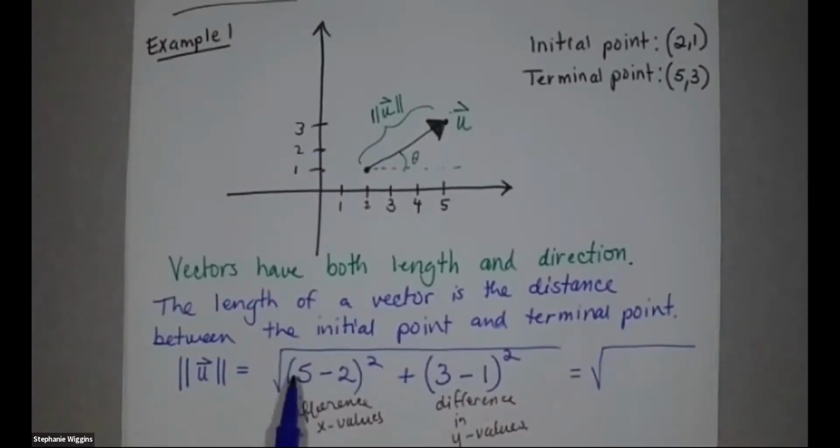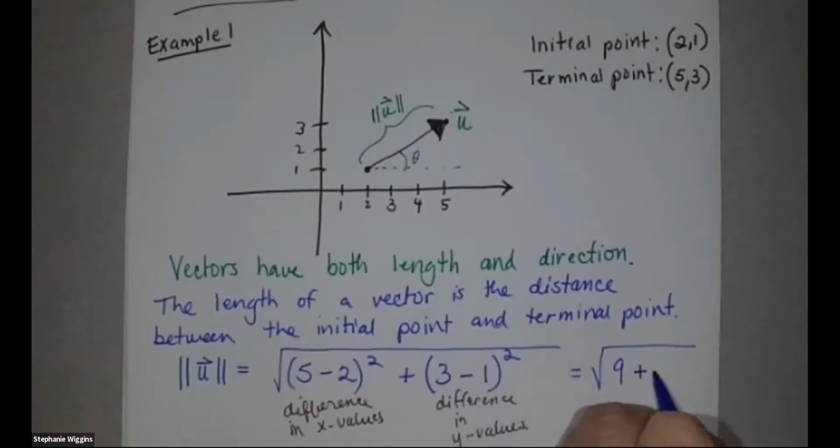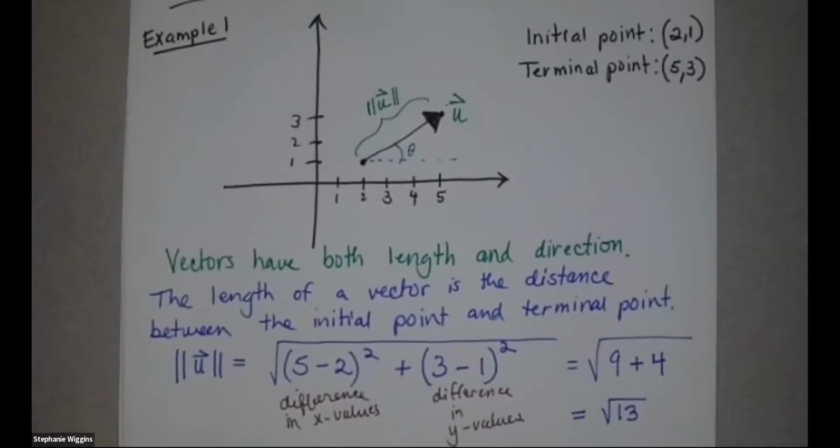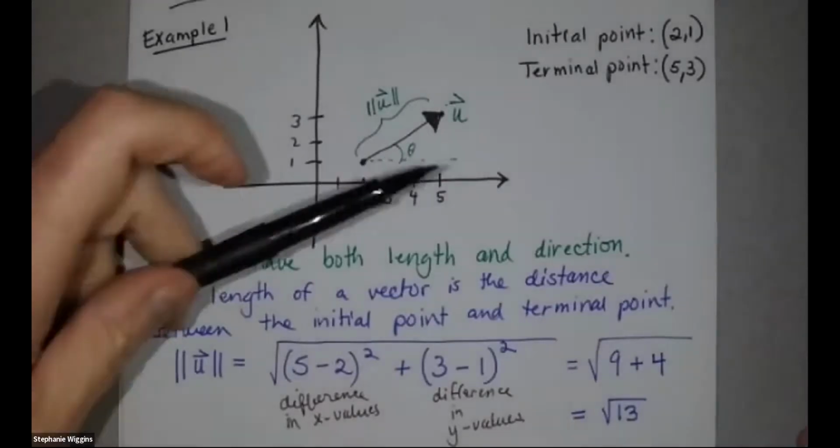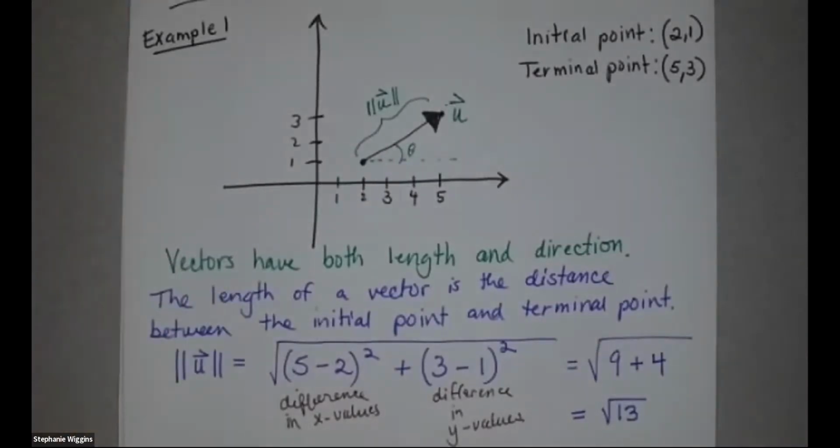So this becomes 3 squared, so that's 9, plus 2 squared, which is 4, so that's the square root of 13. And that is the length of your vector. All right. And typically we indicate the direction just by drawing it in the coordinate plane. And then you can see by the arrow which direction it's pointing. All right. Any questions on vectors so far? Okay.